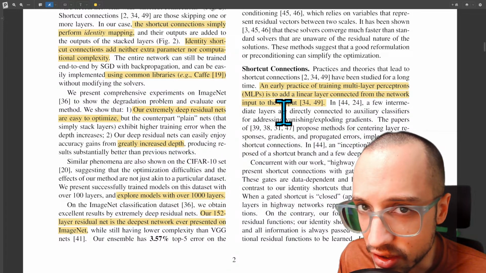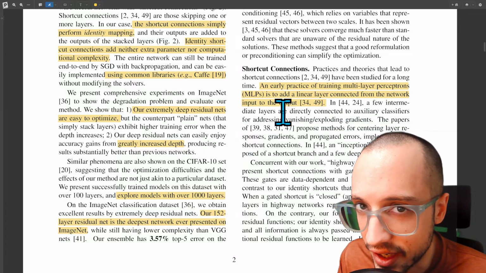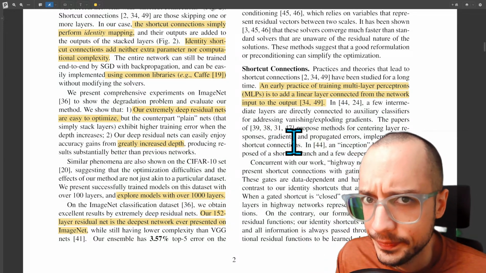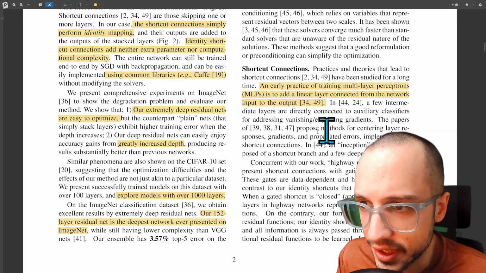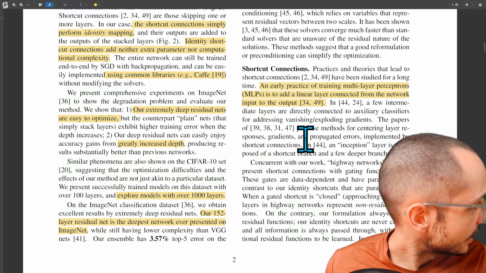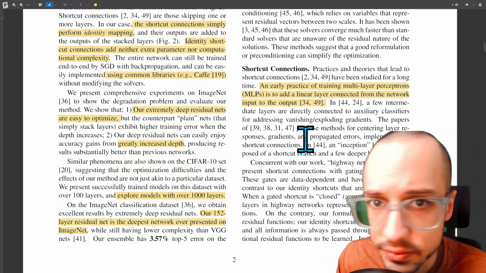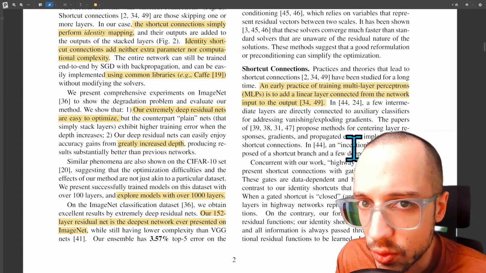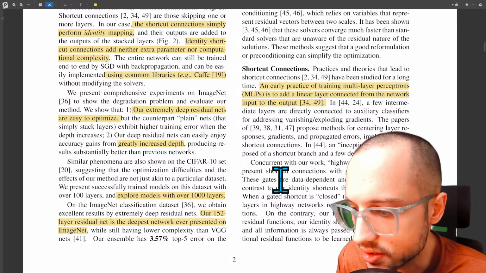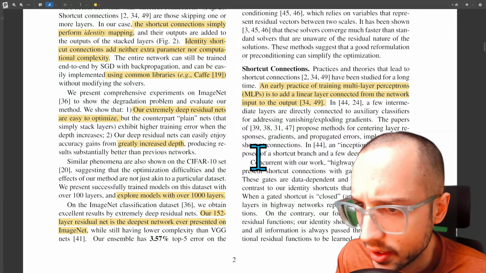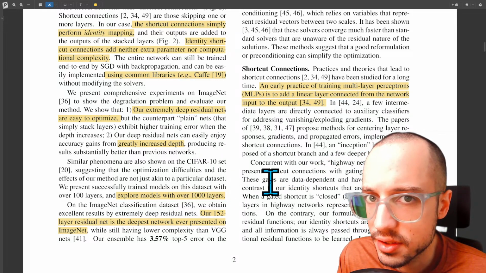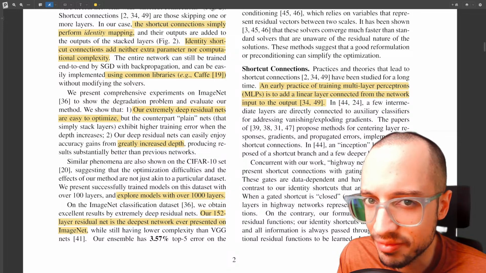A few intermediate layers are directly connected to auxiliary classifiers for addressing vanishing and exploding gradients. The papers propose methods for centering layer responses, gradients, and propagated layers. In 44, an inception layer is composed of a shortcut branch and a few deeper branches. Concurrent with our work, highway networks present shortcut connections with gating functions. These gates are data dependent and have parameters.